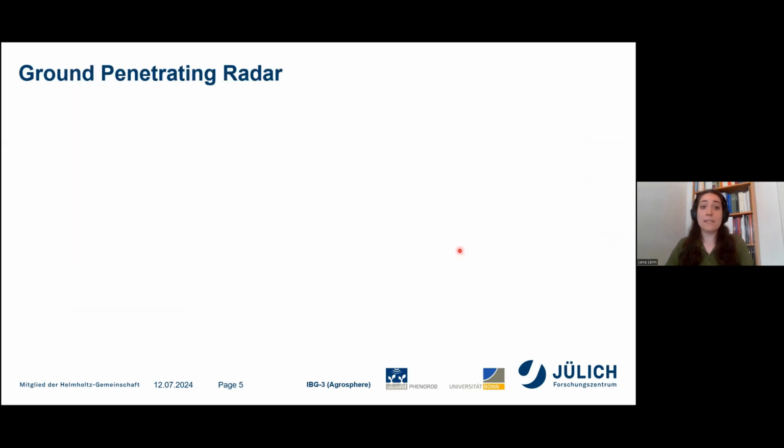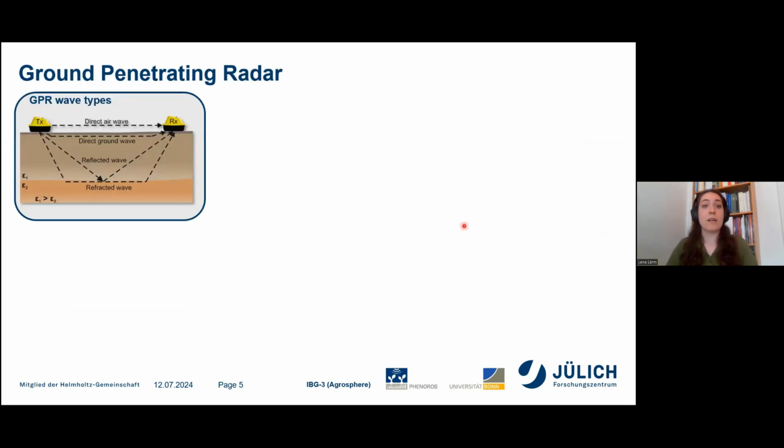I will give you a few aspects about ground penetrating radar, which are important for this presentation. Depending on the medium our GPR wave is traveling through, we get different wave types. In air, we have our direct air wave. On the boundary between air and soil, we have the direct ground wave, which is a refracted wave. And within the soil, if we have contrasting soil layers with a different permittivity, we get a reflected ground wave and a refracted ground wave.